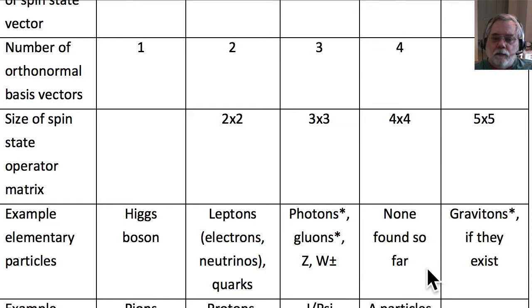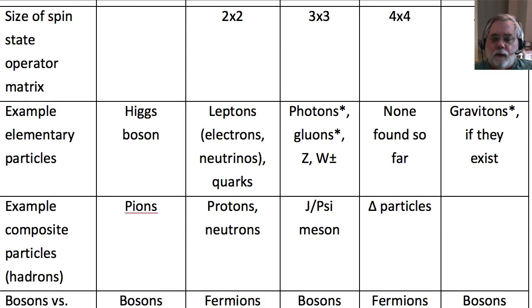As far as I know, so far no elementary particle is known to have spin 3/2. Gravitons, if they exist, are believed to have spin 2. Gravitons are expected to be massless if they exist.